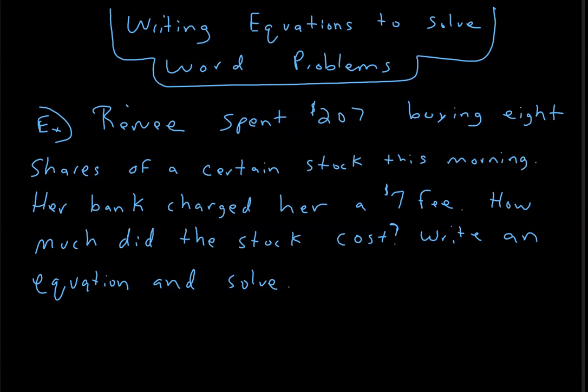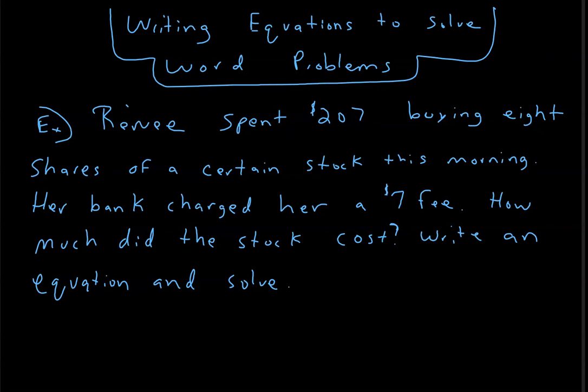Alright, so this video is about writing an equation to solve a word problem. This is our first word problem. Renee spent $207 buying 8 shares of a certain stock this morning. Her bank charged a $7 fee. How much did the stock cost? Write an equation and solve.